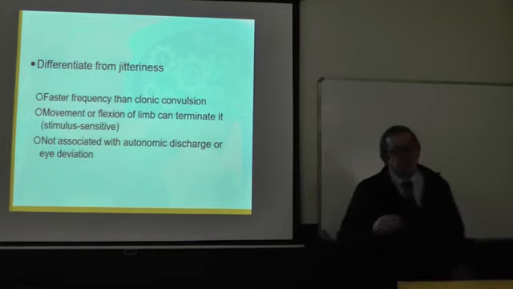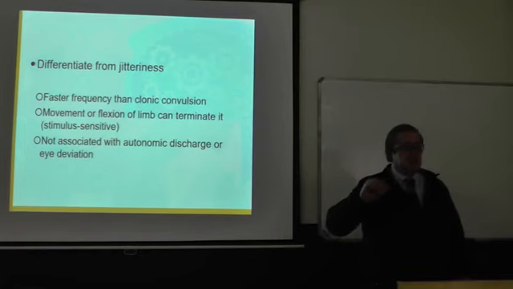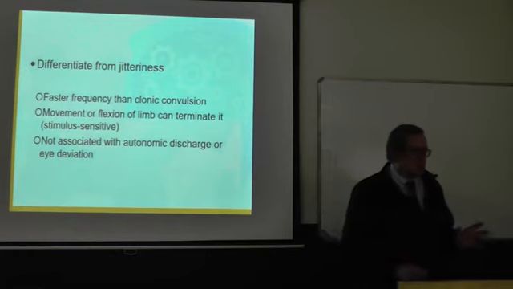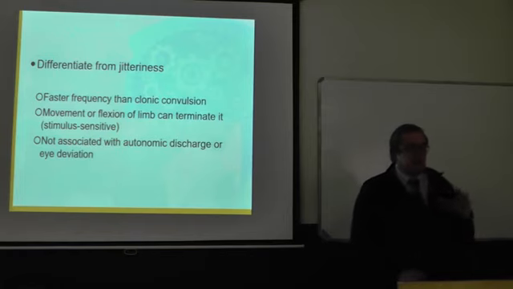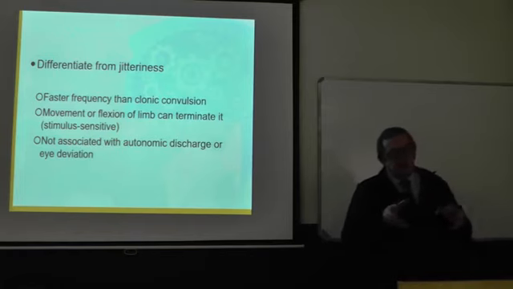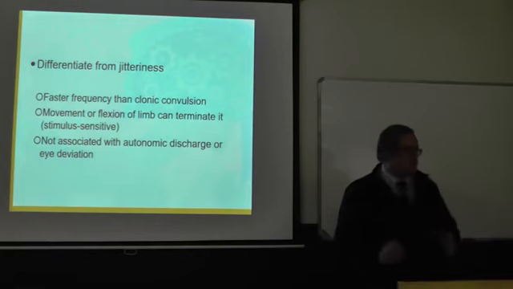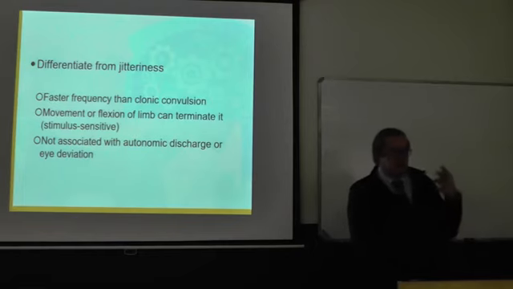Jitteriness is often a higher frequency, lower amplitude, whereas convulsions are definite jerking movements, higher amplitude, lower frequency. With convulsions, you often have eye deviation, whereas with jitteriness it's not. If you take a jittery neonate and you hold them, you can often stop the movement, whereas it's not possible with convulsions. You may have an idea that the child's consciousness is affected.